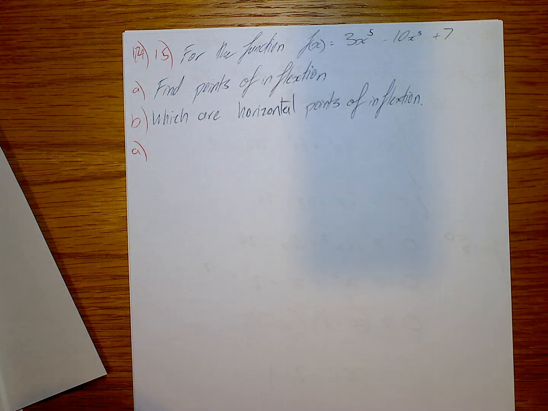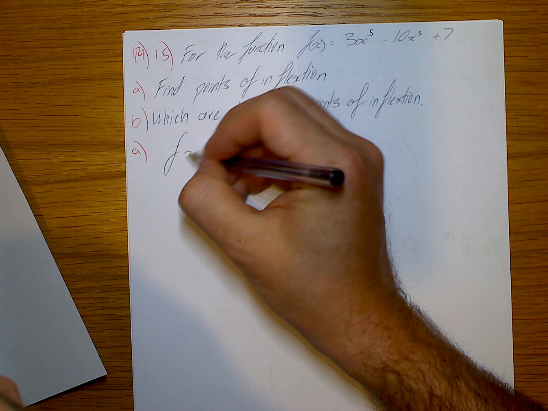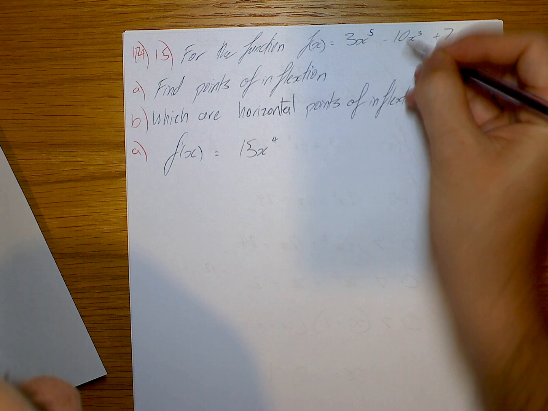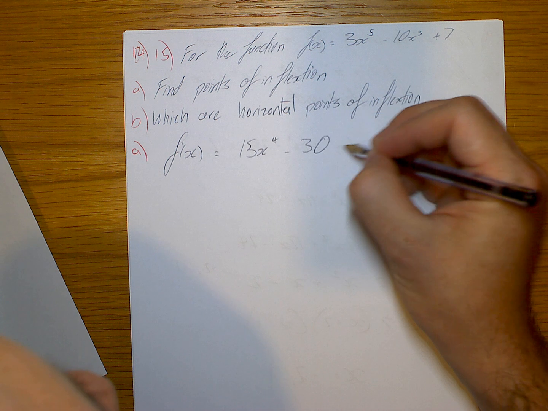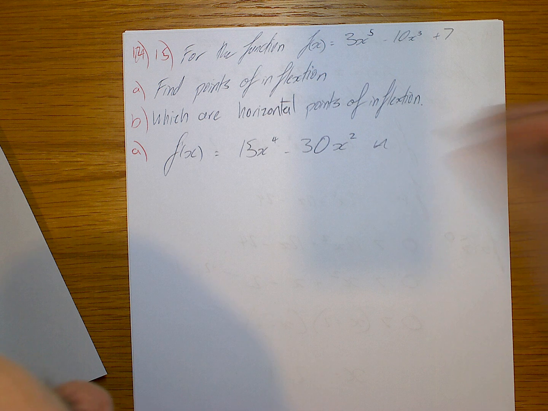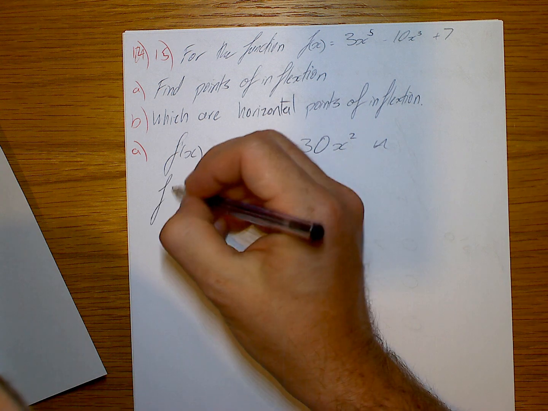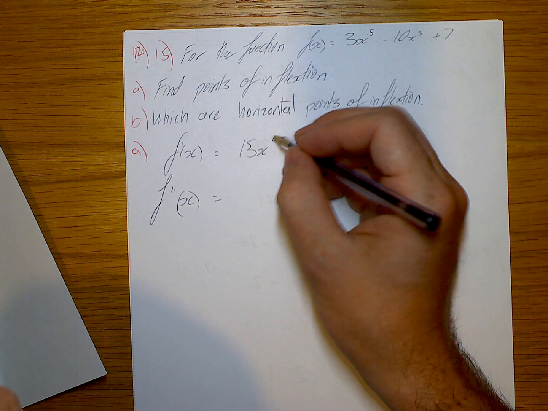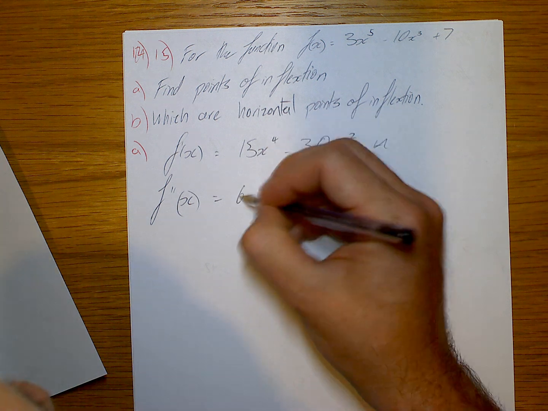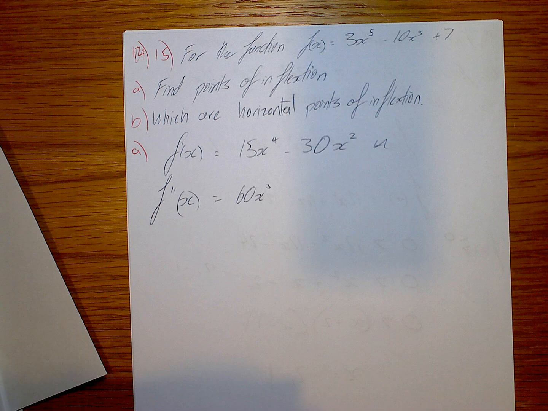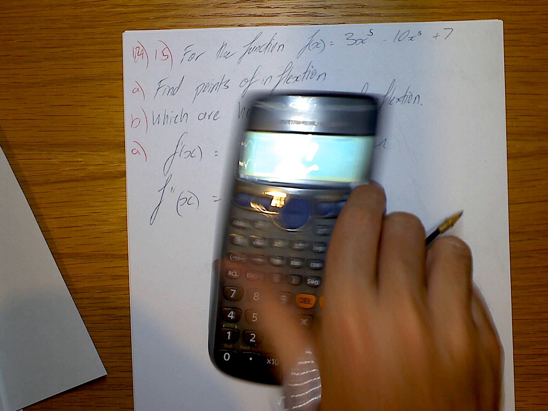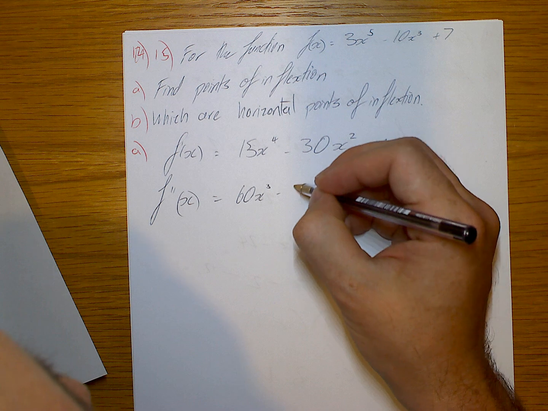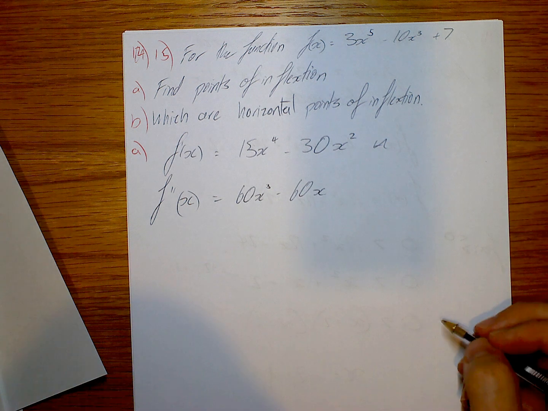Let's just differentiate it. So f'(x), because we already have f(x), is going to be 15x to the power of 4 minus 30x squared plus nothing, because that 7 goes away. f''(x) is going to be 4 times 15, which is 60x to the power of 3. Just going to check that. I'm pretty sure that's right. 15 times 4, yeah. Minus 60x.